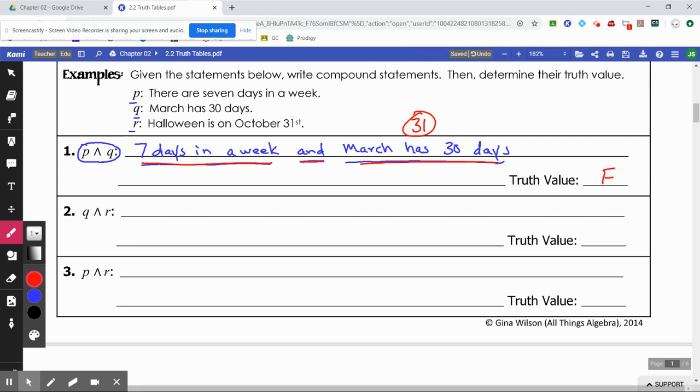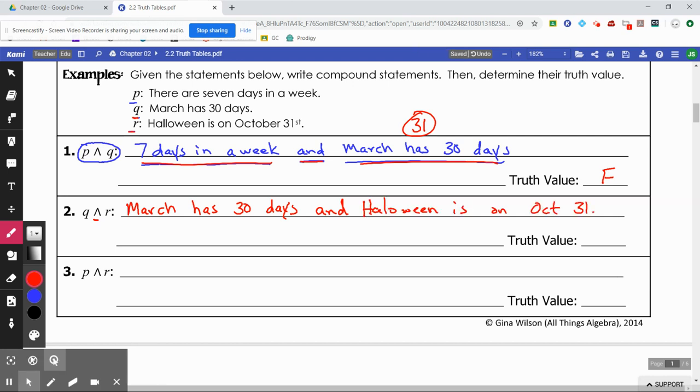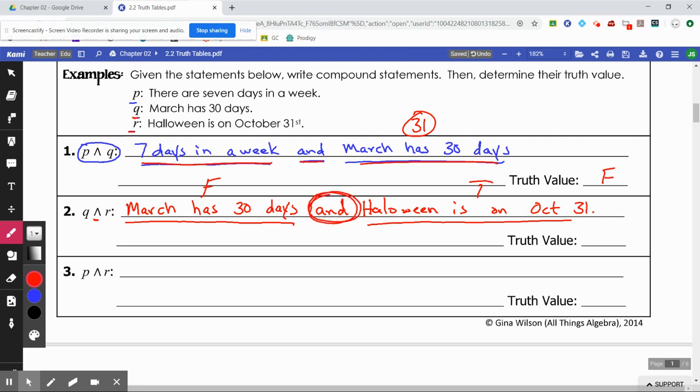And the next one, Q and R. Here's Q, here's R. So Q, March has 30 days. The symbol, again, is an and symbol. And R is Halloween is on October 31st. So now let's talk about the truth value of this. March has 30 days and Halloween is on October 31st. Now we know Halloween is true, however, from the previous example, March having 30 days was false because we know it has 31 days. So again, since this is an and statement, in order for the whole thing to be true, both have to be true. The word both is associated with and, so this would again be a false statement.